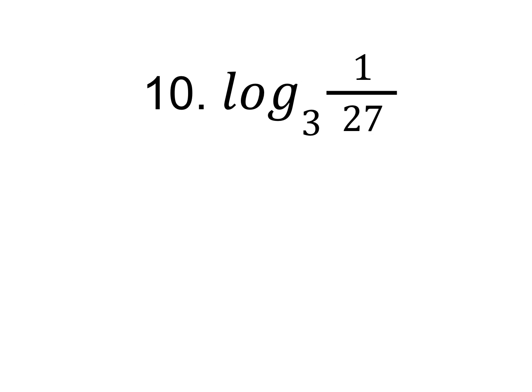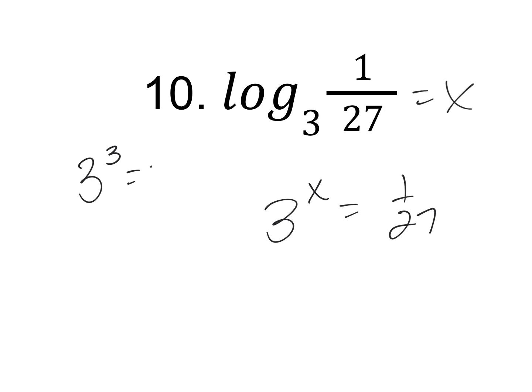All right, log base 3 of 1/27 equals x. 3 to the x equals 1/27. This one's a little bit harder. So I know 3 to the third equals 27, but 3 to the what equals 1/27? Well, that would be negative 3, right? Because negative causes them to flip. So x equals negative 3.